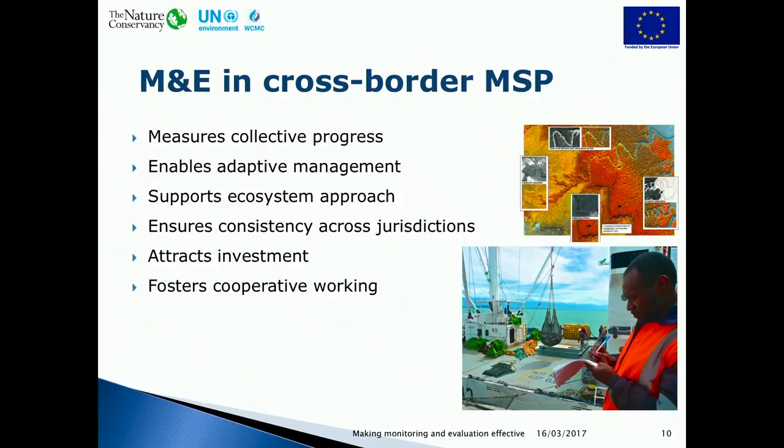Across any kind of collaborative MSP, it's beneficial to have consistency across jurisdictions. In the case studies that we looked at, all of the countries or each of the members within the processes were all doing things in slightly different ways. So a monitoring and evaluation system really helps to standardize and to enhance consistency across those jurisdictions, which is really important if you're going to measure collective progress towards your goals. But actually, what you're doing then is demonstrating that together you can really attract investment. If you can demonstrate progress, that's when the money can start to flow in.